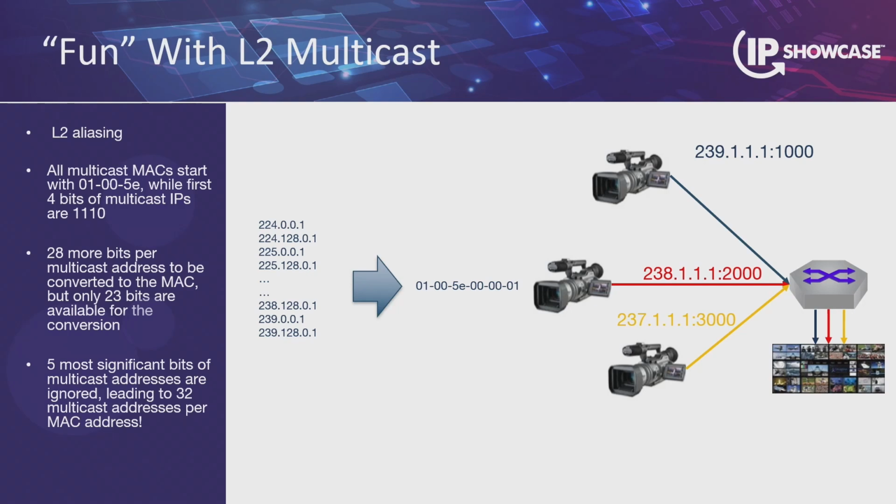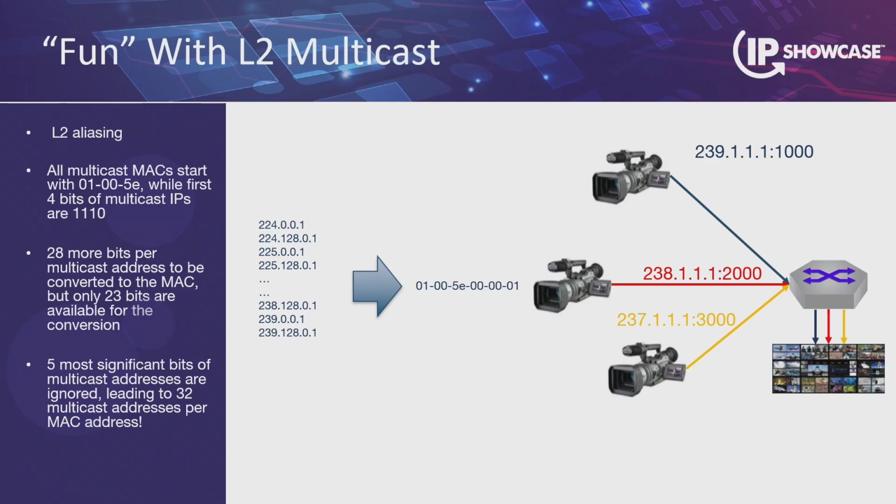In this example here, I have, say, 3 cameras all outputting what look to be unique multicast addresses: 239.111, 238.111, and 237.111. Assuming all those devices are in the same VLAN, there's a side effect of this called aliasing. All of these addresses will map to the same multicast address in the network. So if you have a receiver requesting just one of those groups, they will actually receive all 3 of those groups. And there's no way of stopping that in a layer 2 network.